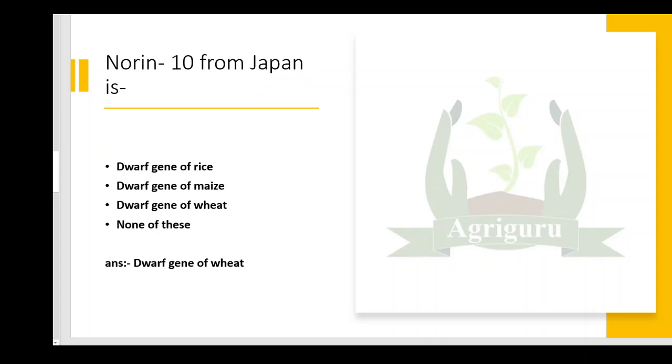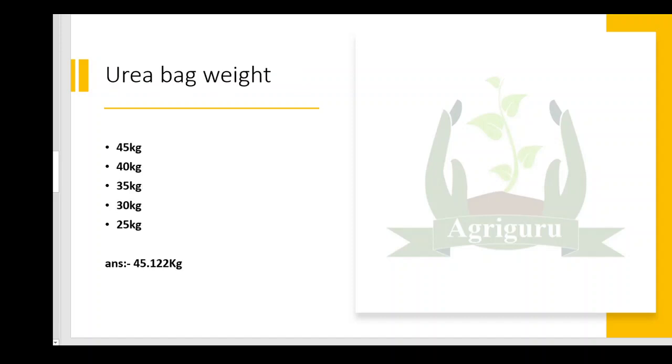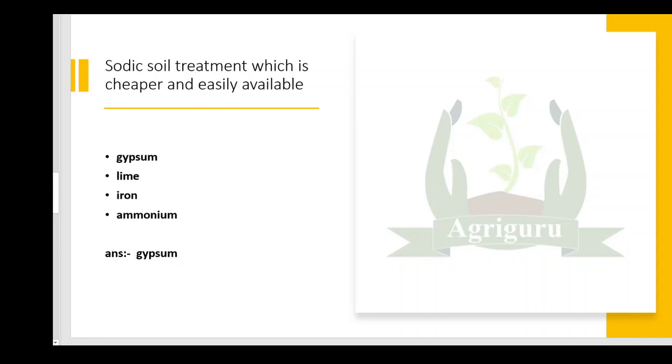Next question is Norin 10. Direct question. Norin 10 from Japan is a dwarf gene of wheat. Dwarf wheat ka gene hota hai. Next question is urea bag weight. So urea bag ka pehle jo weight aata tha, wo 50 kgs per bag aata tha. Lekin due to as an initiative to reduce the urea consumption by our farmers, so it has been reduced to 45 kg actually. It is also a question from current affairs session.